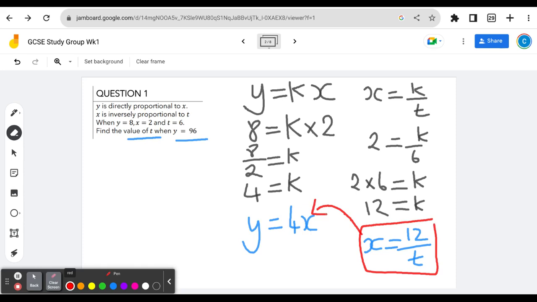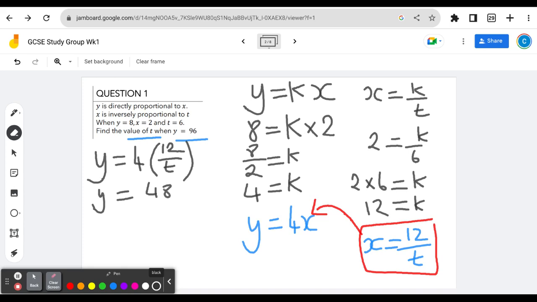So I'm going to do it in black ink over here. So I get y equals 4 lots of this version of x, which is 12 over t. So I've just substituted in x for what x is in that red box. Just to simplify that, I'm going to multiply that whole number by that fraction. 4 times 12 is 48. The impact happens on the numerator there over t. So that's the relationship of y in terms of t.